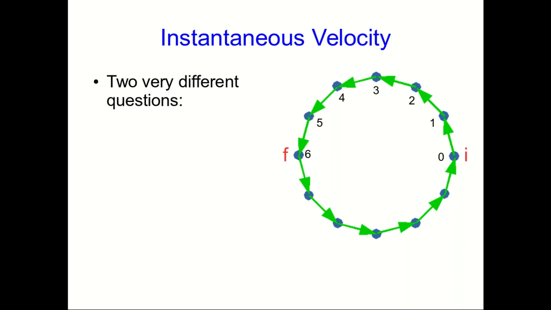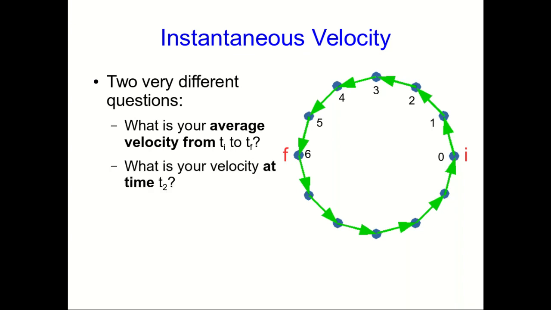And now I've just added some labels to the points, including an initial and final label. And I'm going to ask two very different questions. First of all, what is your average velocity from Ti to Tf? And second of all, what's your velocity at time T2? Now, let's think about how you would actually go about answering these questions experimentally.